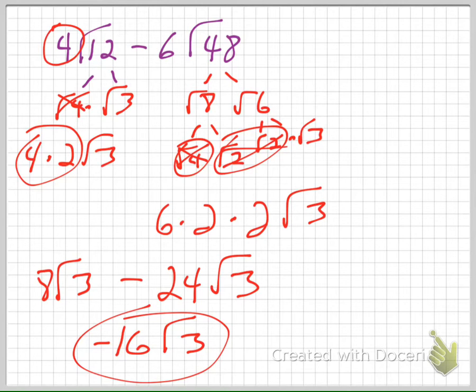How many of you got negative 16 times the square root of 3? That's not enough. Are you watching this, though? Listen, I don't care if you get it. Eventually you're going to care. Did you follow this? When I did this up here, were you paying attention?